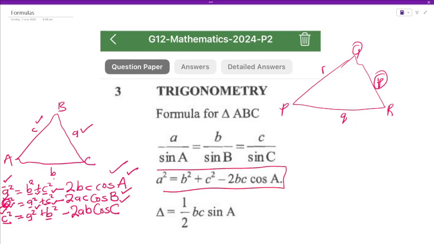In some books, they'll actually put all these 3 formulas that I have just shown you here. But in the exam, they only give you one formula, and you should now be able to derive any other formula from this one.